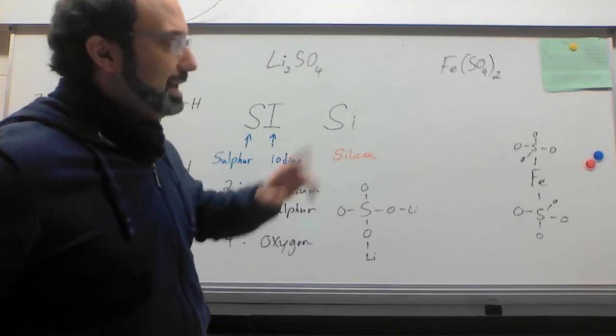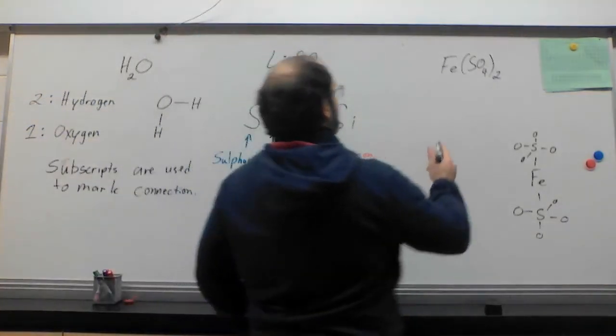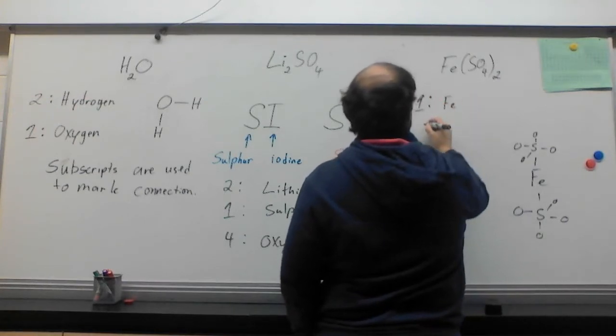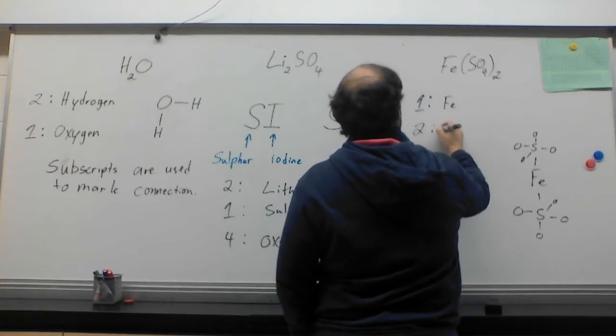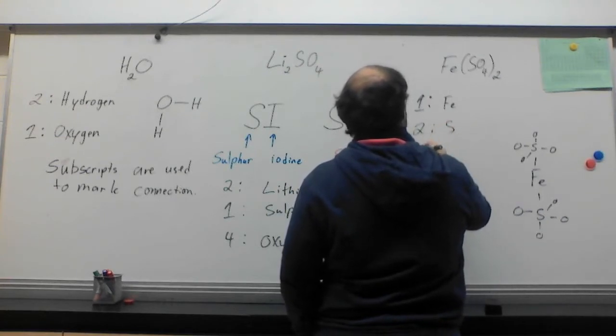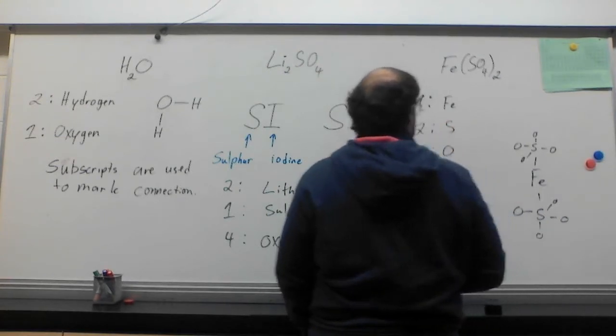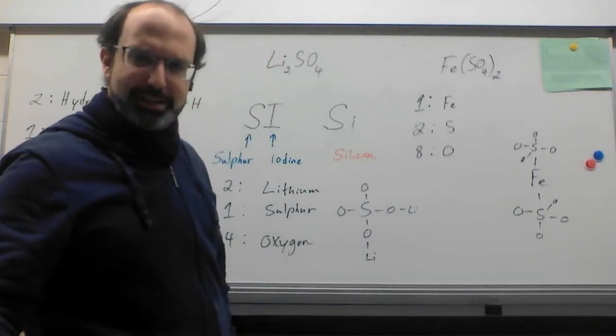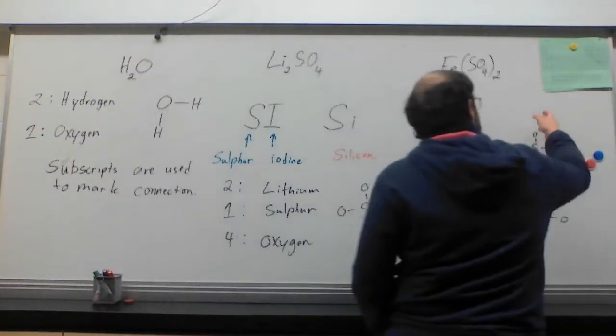Again, what do we see here in terms of the numbers? We know that there's going to be 1 of these Fe's. I wonder what that is. There's going to be 2 of the S's, and there's going to be 8 of the O's. Fe, can you find it? Have you found it already? Do you know what it is?